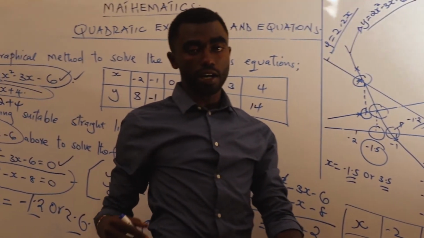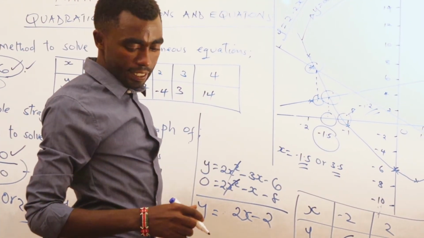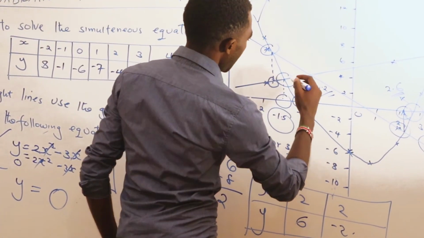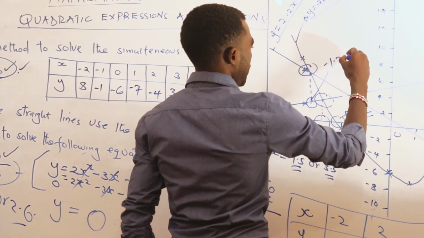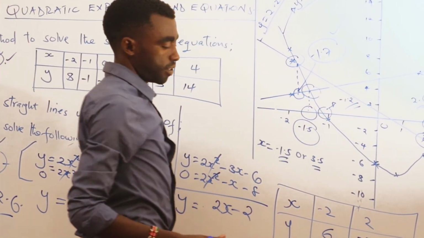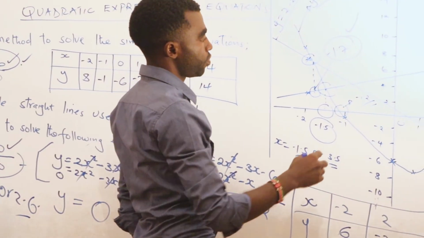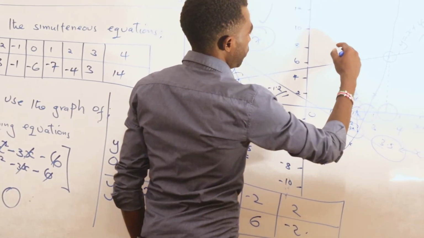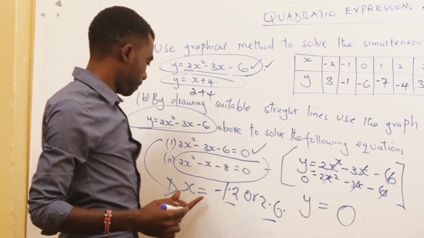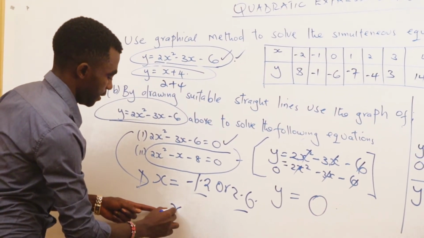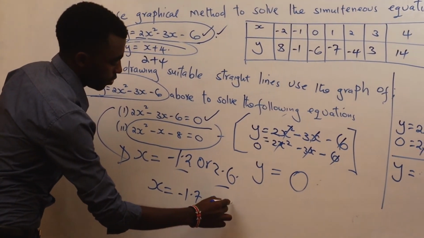When you have that in your graph book, you're going to get the value of x at this point here as negative 1.7. In the positive side, we're getting it being 2.2. So that is the solution for this equation, that x is given as negative 1.7 or 2.2.